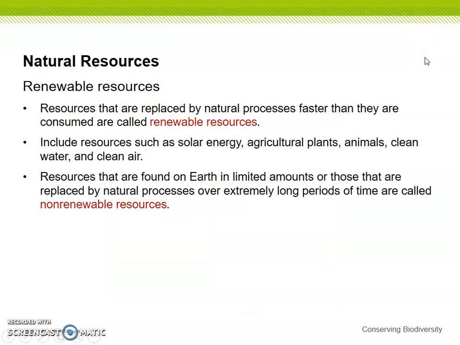Renewable resources. Resources that are replaced by natural processes faster than they are consumed are called renewable resources. These include resources like solar energy, agricultural plants, animals, clean water, and clean air. Resources that are found on Earth in limited amounts, or those that are not replaced by natural processes over extremely long periods of time, are called non-renewable resources. So these are the ones that take a long time to regenerate or don't regenerate at all.